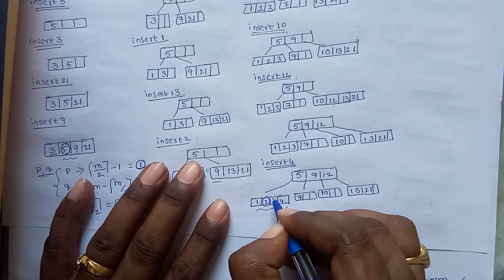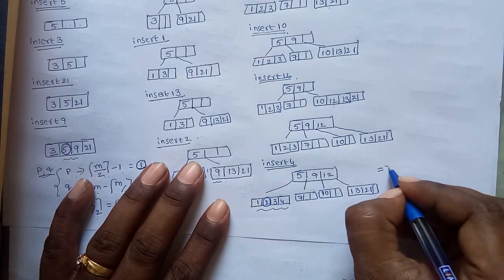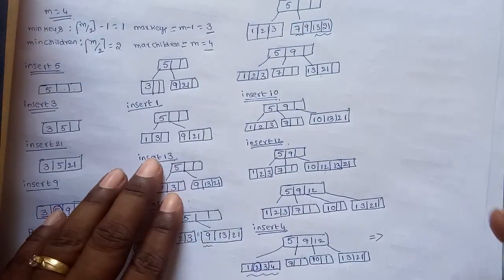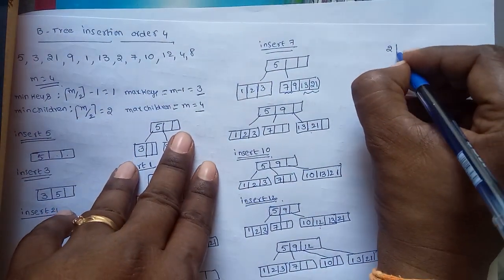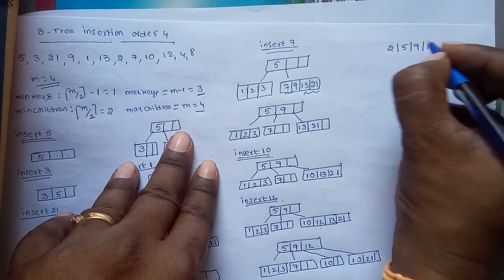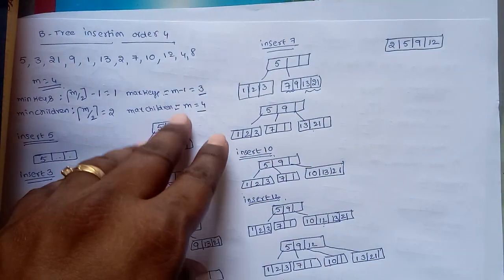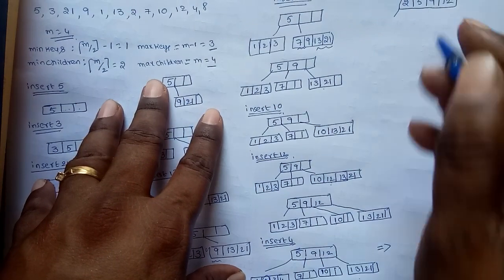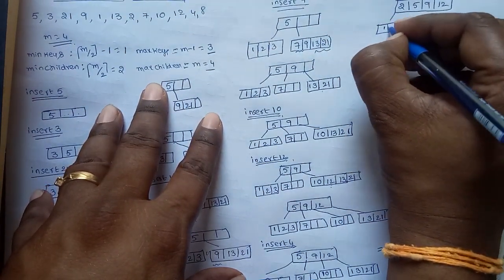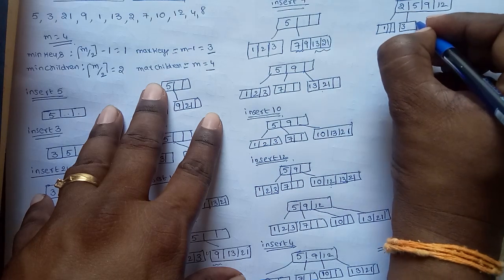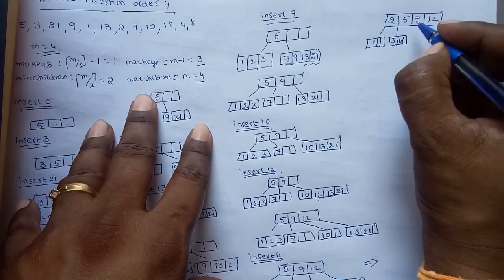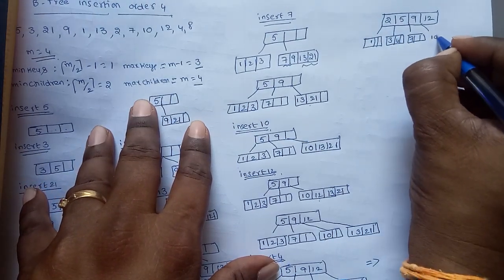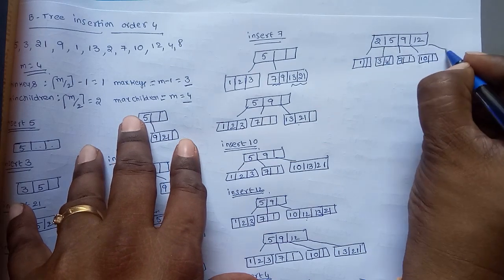Now move 2 to the parent. Now what do we have to do? Move the element 2 to the root. By moving to the root, then what happens? 2, 5, 9, 12. By moving 2 to the root, 1 is the left child, 3, 4 is the right child, and 5 remains as it is, 7, 10 and 12.